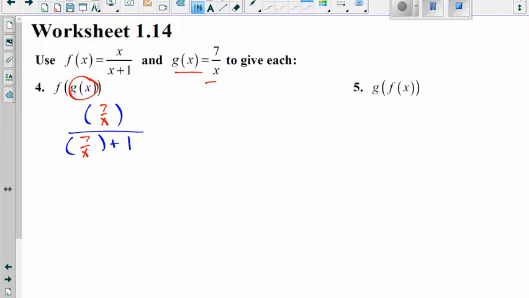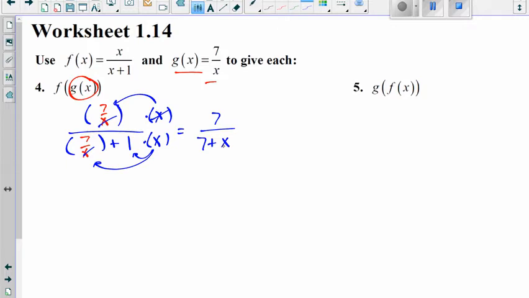So review our complex fractions. We don't like the denominators. Multiply by a common denominator to get rid of it. And that would just be an x for both of those. Well, 7 over x times x is just 7 on the bottom. That one cancels. We just get 7 plus, don't forget to distribute, 1 times x. 7 over 7 plus x.